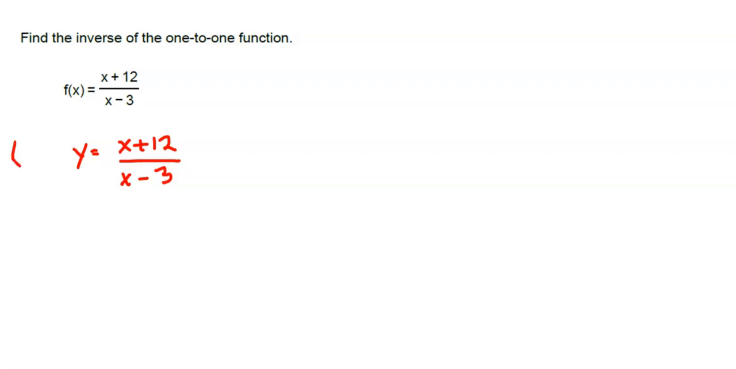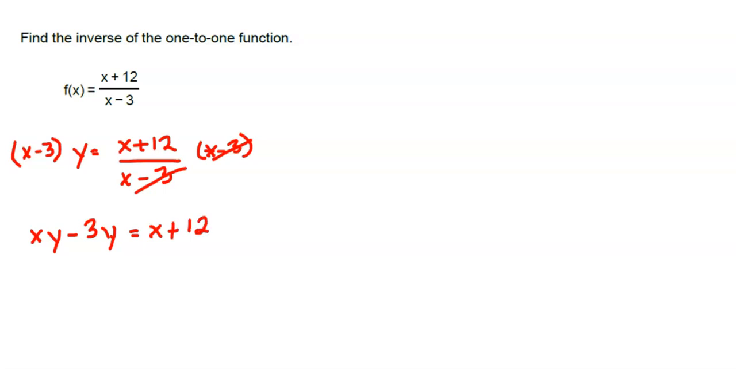So we'll start by multiplying both sides of the equation by the x minus 3. In that way, we can at least get rid of the fraction in the right side. On the left side, we've got x times y minus 3y, and that equals the x plus 12 we have left on the right side. Now let's move the terms that have x's in them to the left side of the equation. So we'll subtract x from both sides. And then let's move the terms that don't have x's in them to the right side. So we'll add 3y to both sides.